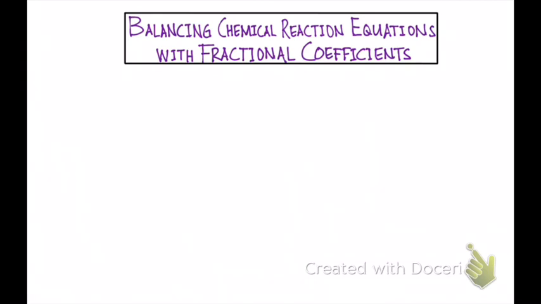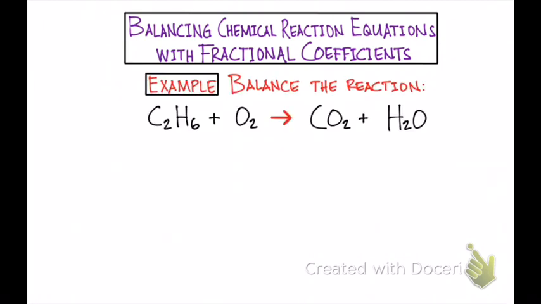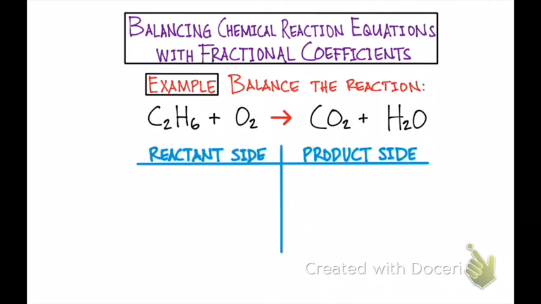Balancing chemical reactions with fractional coefficients is sometimes necessary, but also tricky. Here's an example. As you can see here, the oxygen gas has a coefficient in fraction form after being balanced. So again, the first step here is to count the total number of atoms for each element in this chemical reaction.